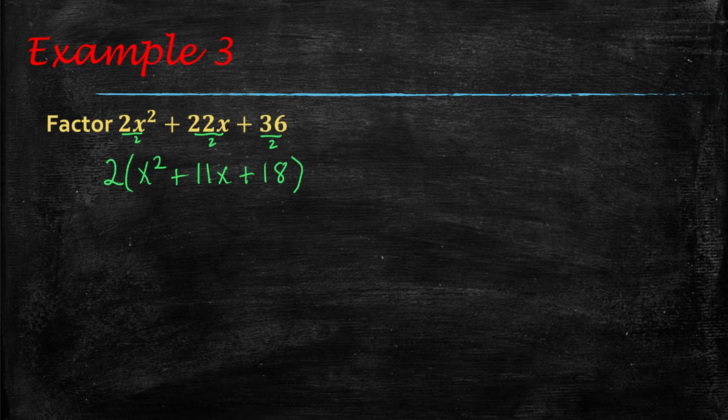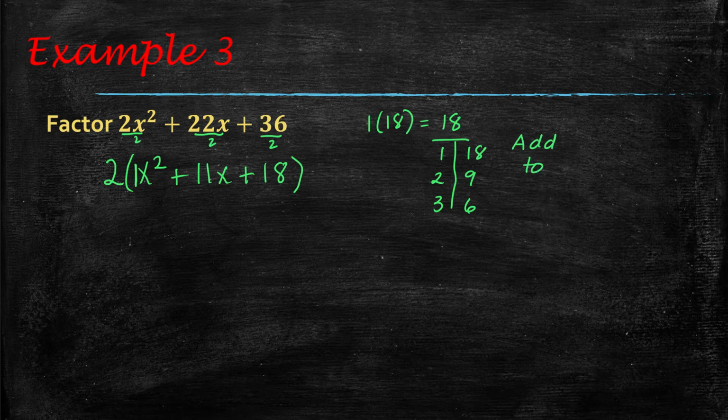Okay? Now when you're factoring, we're now factoring that trinomial that is in the parentheses. So my a value is 1, and my c is 18. So I'm going to take 1 times 18, which gives you 18. And now we're going to write down our factors. We've got 1 times 18, we have 2 times 9, we have 3 times 6, and that is it. We're looking for the ones that add up to our b term, which is 11.